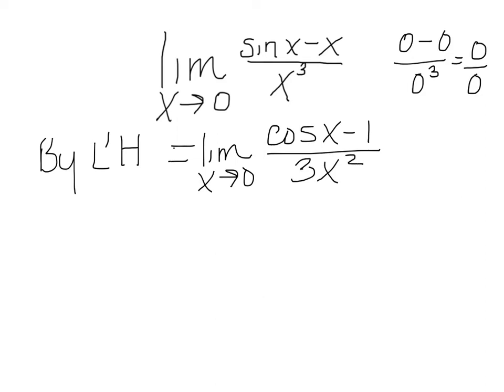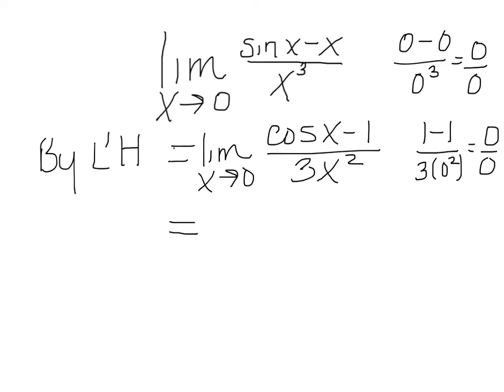Now, again, at this point, we want to try plugging in what we're taking the limit of. So we're going to plug in 0. Now, cosine of 0 is 1. So here we have 1 minus 1 over 3 times 0 squared, which again gives us the indeterminate form. Now, there's nothing stopping us from using L'Hopital's rule again.